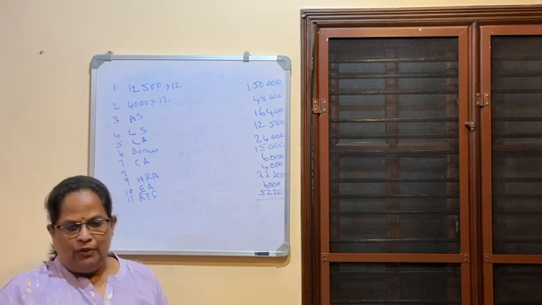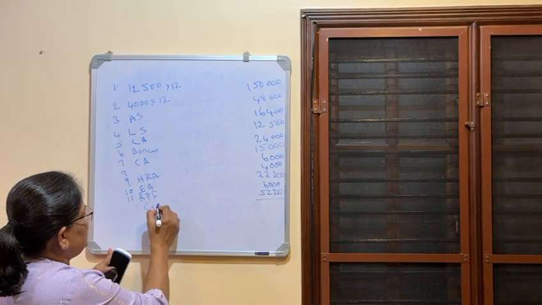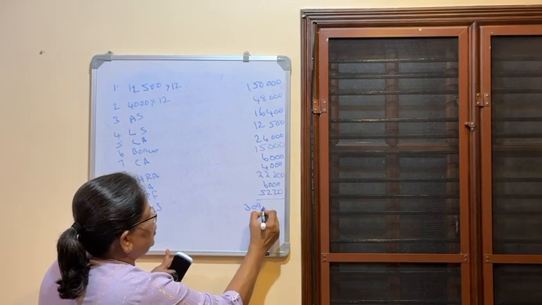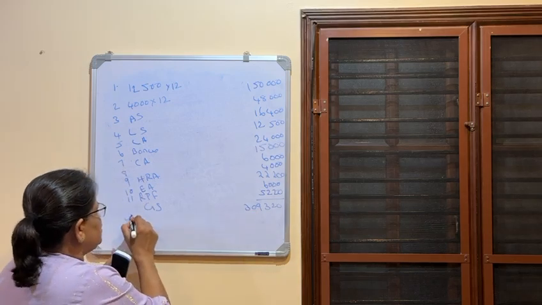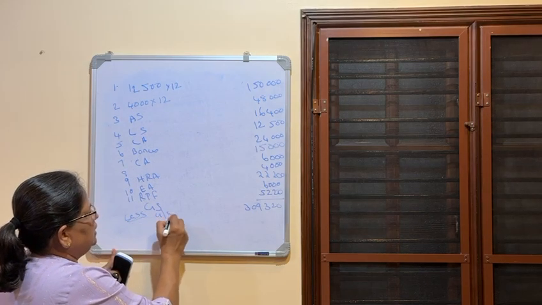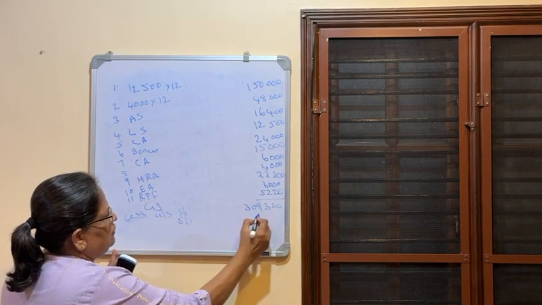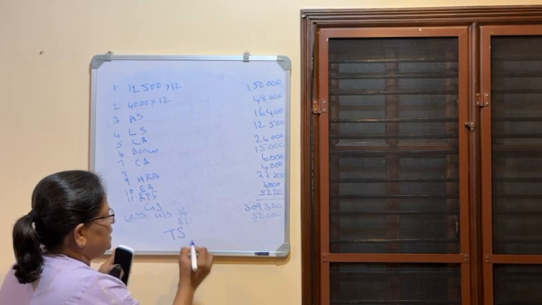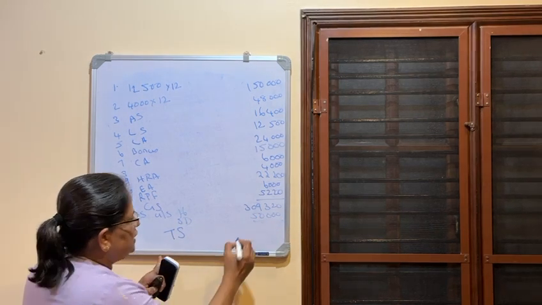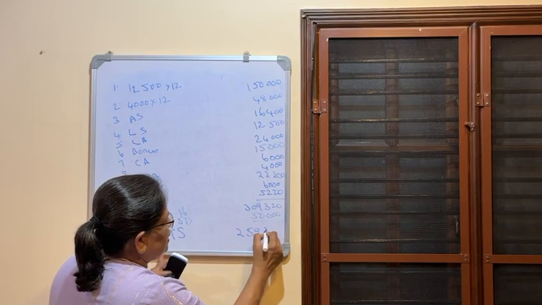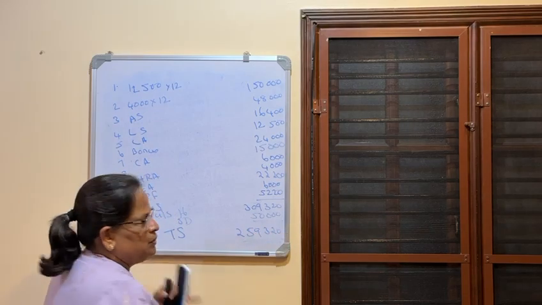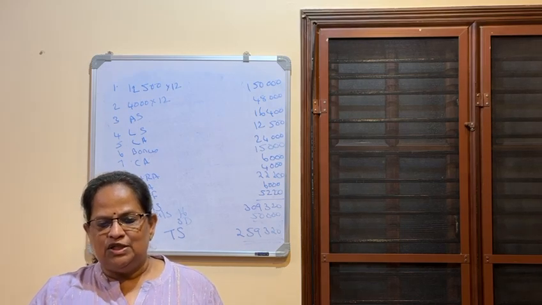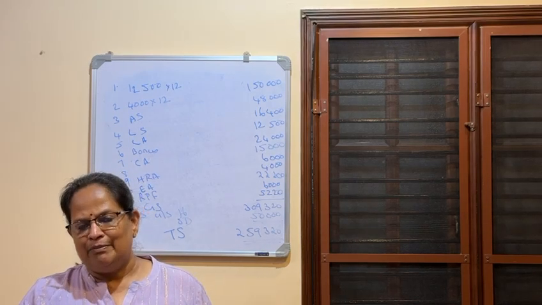Now we have to take the gross salary. Gross salary we will get 3,09,320. Less deduction under section 16, only standard deduction is there, 50,000. So the taxable salary is equal to 2,59,320. So in this module we calculated two problems, including the HRA computation. This is what I wanted to explain in this module. Happy learning. Thank you.